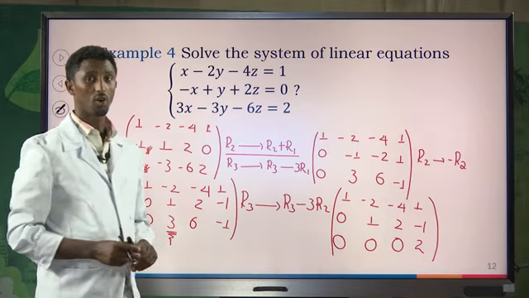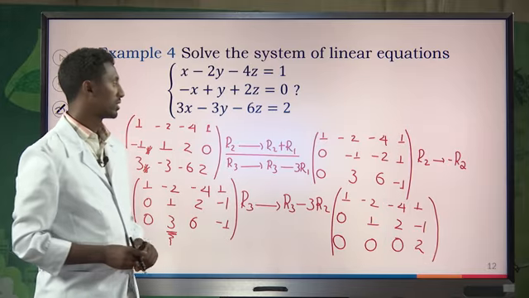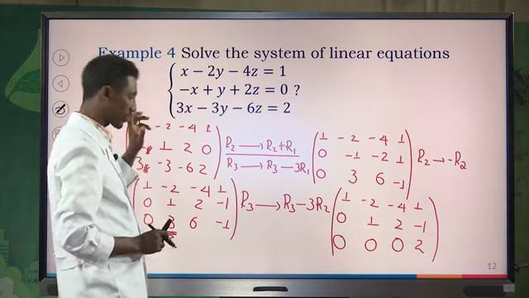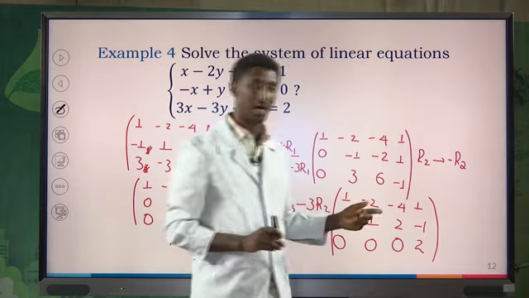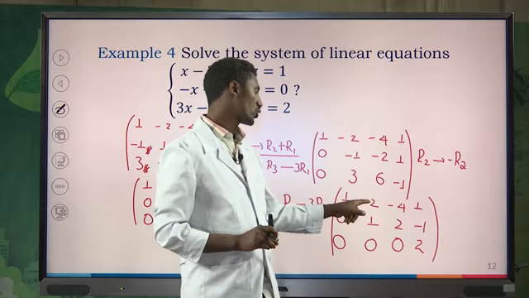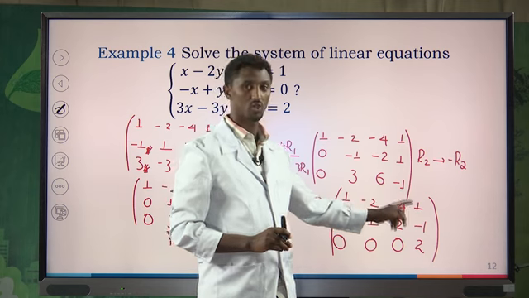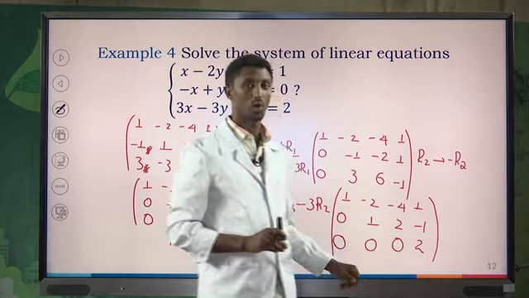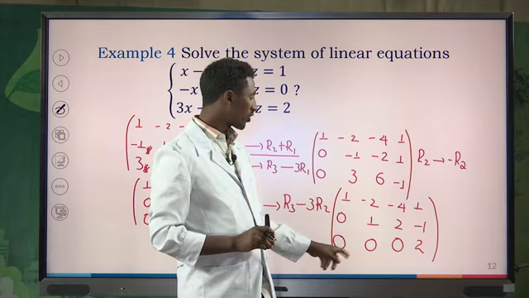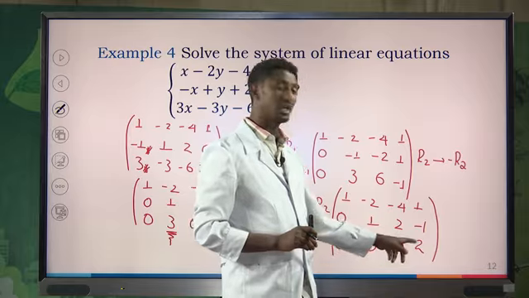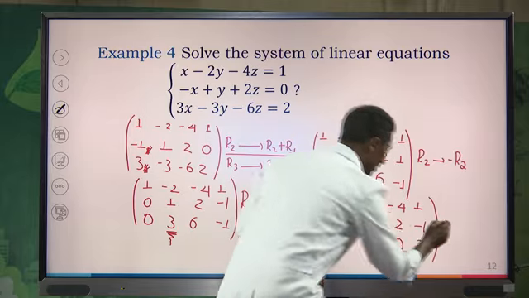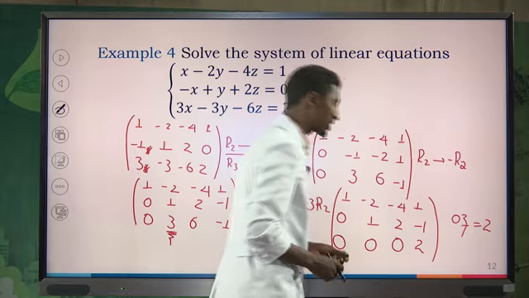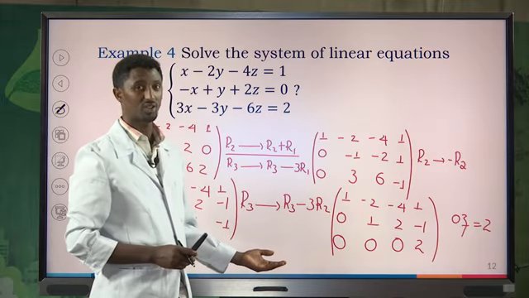Now the reduced augmented matrix is a representation of the given system of linear equations. What this implies here is x minus 2y minus 4z equals 1. Here y plus 2z equals minus 1. Then finally 0x, 0y, 0z equals 2. That is 0 times z equals 2. This is the information that we can obtain from the last row.